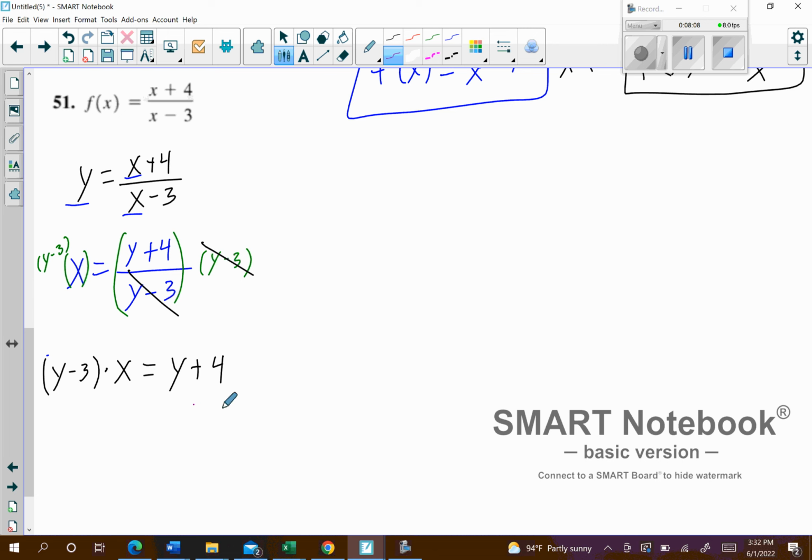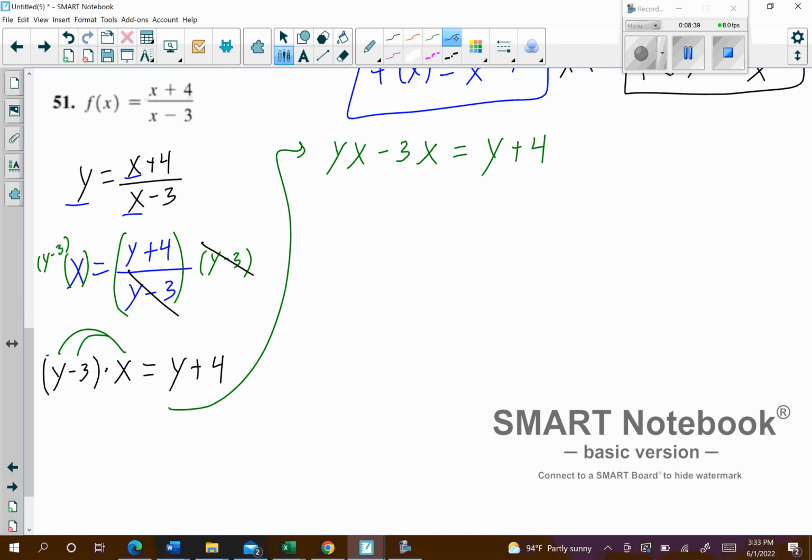Let's see. What do we typically do when we try to solve for a variable, right? Well, we typically isolate it to one side, right? Well, in order to do this, I'm going to go ahead and distribute that x. In this particular example, I'm going to need to do that, okay? So I'm going to come up here and see what we have. So let's see, I'm going to have yx minus 3x equals y plus 4.